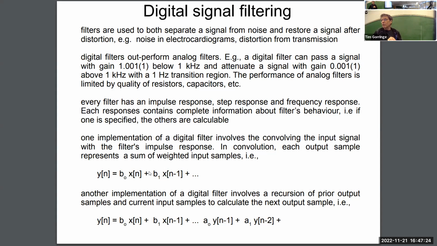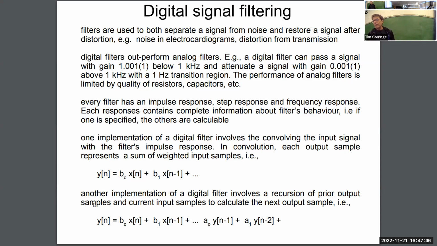And so this is an example of a digital filter that's based on convolving: convolving the input with some sort of response that's described by the parameters b0, b1, and so on, to get the output. And so that's a convolving filter.